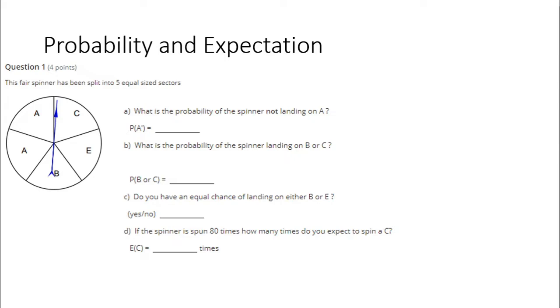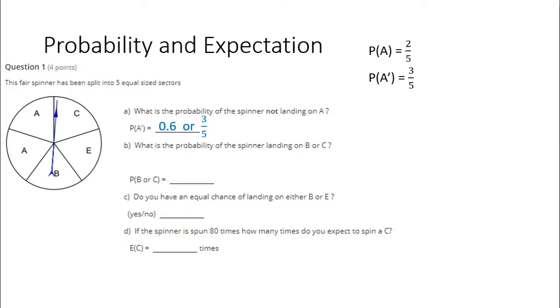Okay, so for this first question, I hope you read it carefully. We were asked what the probability is of the spinner not landing on A. That is A with a little line up here. That's not A. So while the probability that the spinner lands on A is 2 out of 5, a probability is always a fraction, so not just 2, but 2 over 5. The probability that it doesn't land on A is all of the other possible outcomes. There are 5 equal-sized sectors on here, and 3 of them are not A. So our probability that we don't land on an A is 3/5, or you could write as a decimal 0.6.